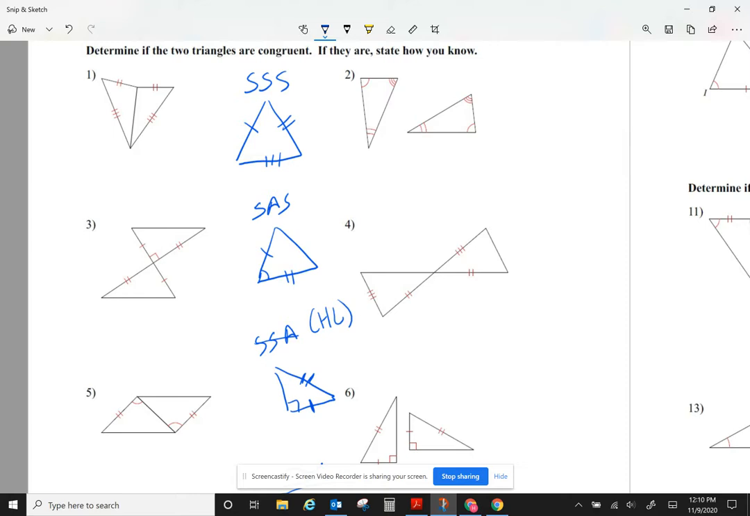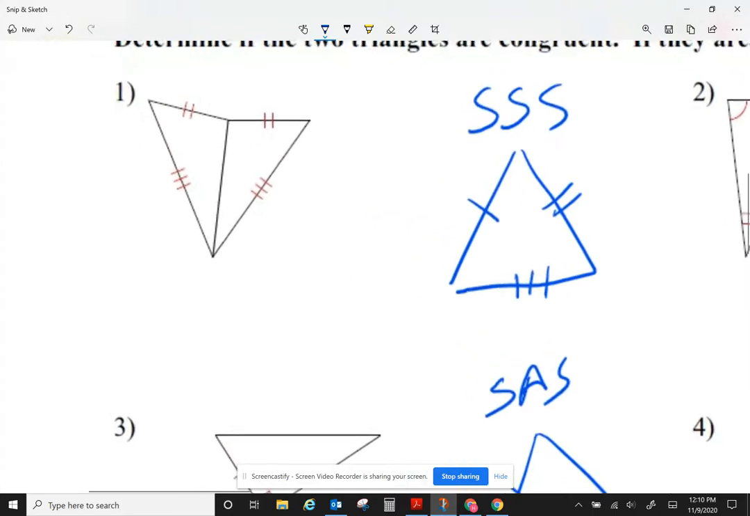Side, side, side, I need all three sides marked on each triangle. Side, angle, side, I need two sides and the angle in between. And what I mean by in between is the angle where the two sides meet. And side, side, angle works only if the angle is 90 degrees, but then we call it HL. Let's take a look at question number one.